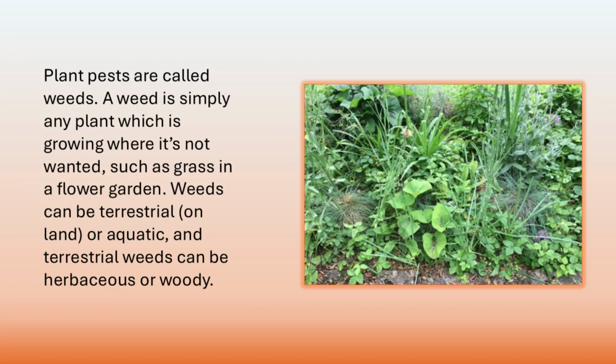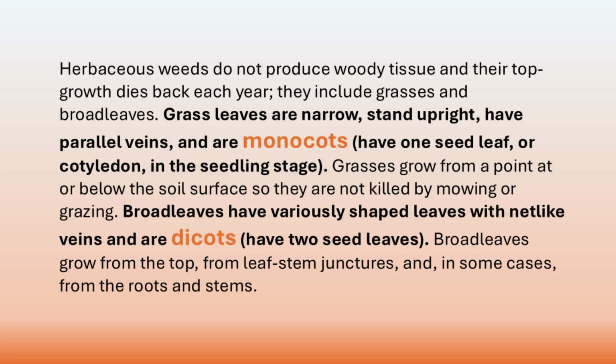Plant pests are called weeds. A weed is simply any plant which is growing where it's not wanted, such as grass in a flower garden. Weeds can be terrestrial, on land, or aquatic, and terrestrial weeds can be herbaceous or woody. Herbaceous weeds do not produce woody tissue, and their top growth dies back each year. They include grasses and broadleaves.